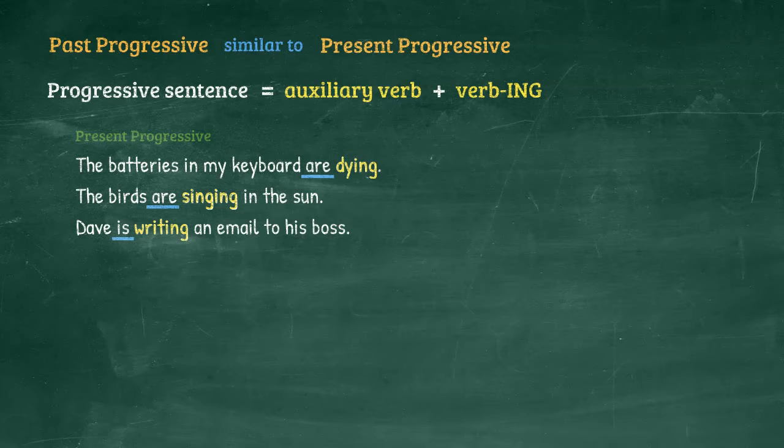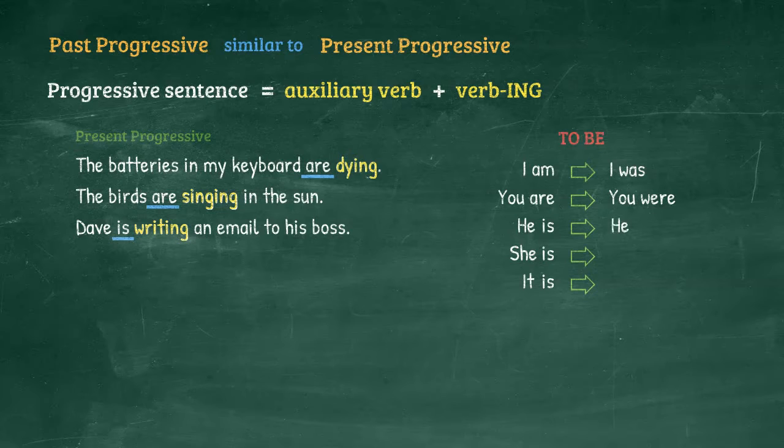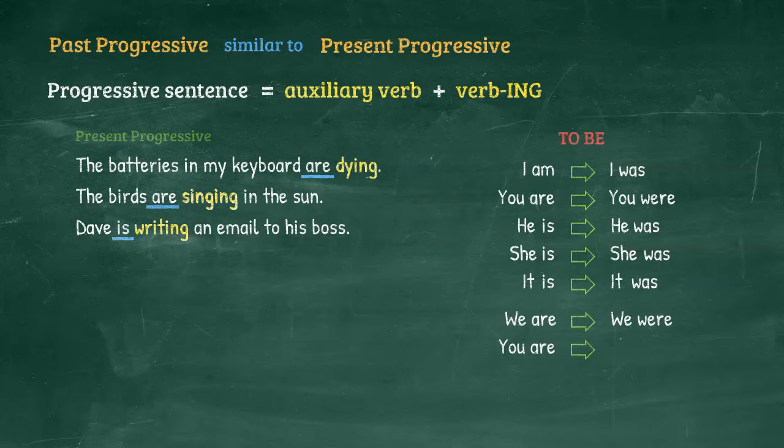For the past progressive, on the other hand, the only thing that we need to change is the auxiliary verb to be. So if you recall the difference between the present tense and the past tense of the verb to be, we see that I am becomes I was. You are becomes you were. He, she, it is becomes he, she, it was. We are becomes we were. You are becomes you were. And they are becomes they were.